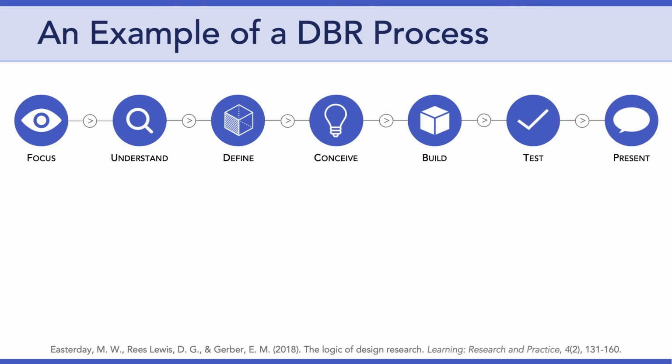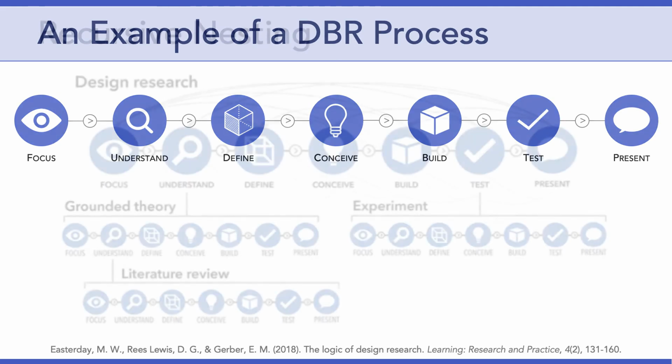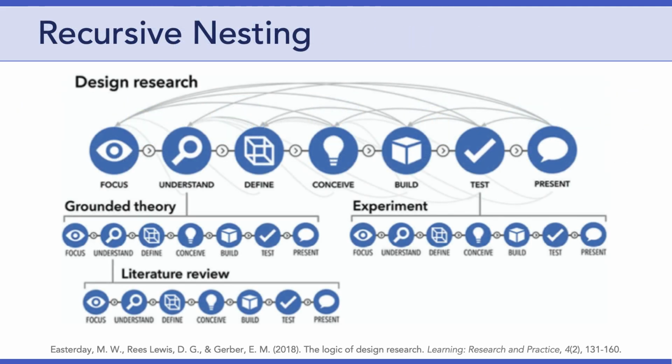Now, I'm going to complicate things even further by arguing that this entire process, these 7 phases, can be recursively nested. So as you can see here, in the understand phase of the top process, the understand phase may draw on grounded theory, and then in turn, that grounded theory may draw on a literature review. And then later on in the process, the test phase actually conducts a formal experiment in order to test the results of a design solution. And so this is an example of recursively nesting the scientific process and why DBR is considered a meta methodology.